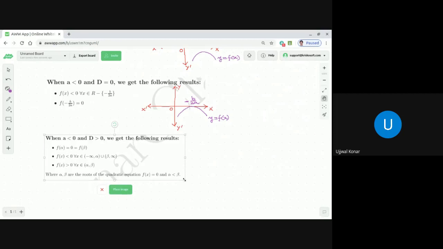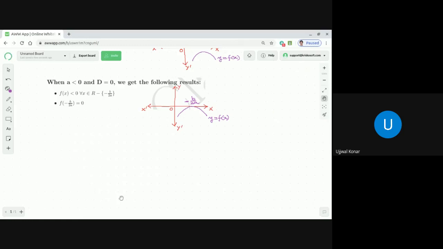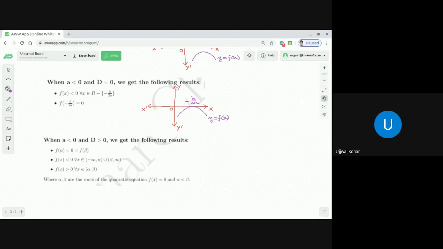When a is less than 0 and d is greater than 0. So for the corresponding polynomial equation, that is f(x) equal to 0, if we have two roots alpha and beta, and if we assume that alpha is less than beta, then first we are going to get that f(alpha) equal to 0 is equal to f(beta). And the second point is that f(x) is less than 0 for all x belongs to minus infinity to alpha and beta to infinity. And between alpha and beta, f(x) is greater than 0.